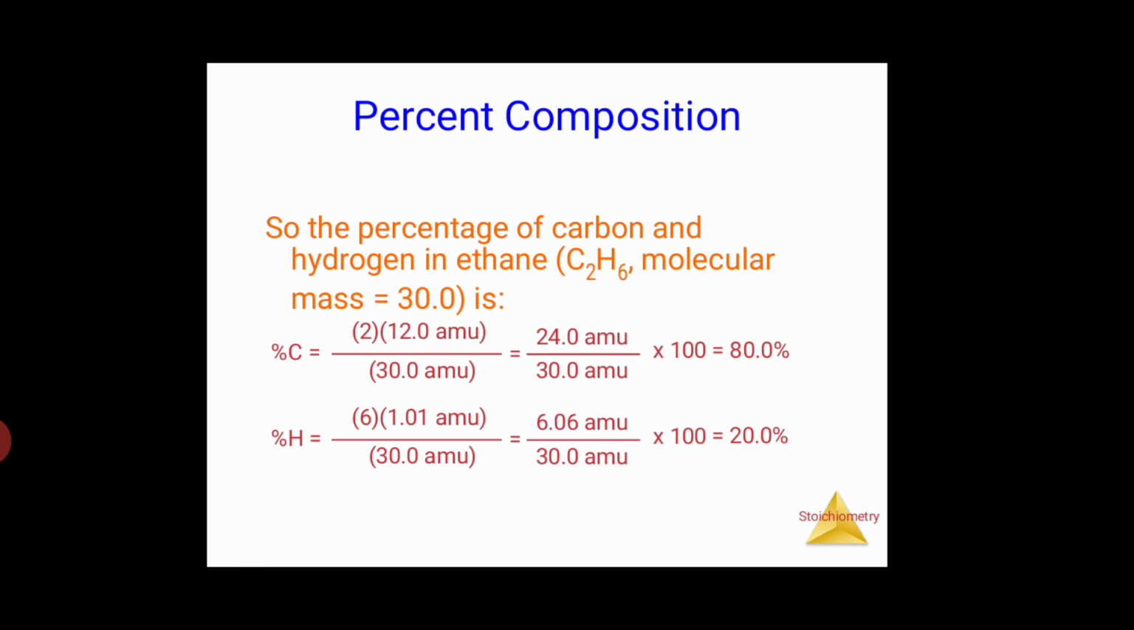For example, for carbon, you have 2 times 12 atomic mass units divided by the total molecular mass, which is 30, so 24/30 times 100 would be 80%. And percent hydrogen would be 6 times 1 divided by 30, which is 6 atomic mass units divided by 30 atomic mass units, times 100, equal to 20%.